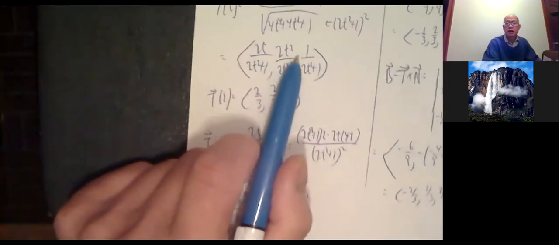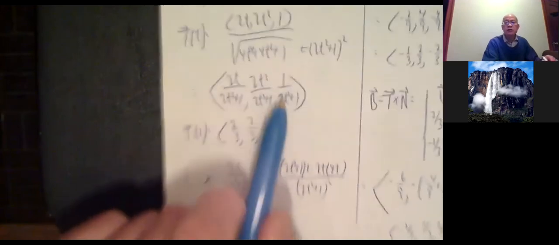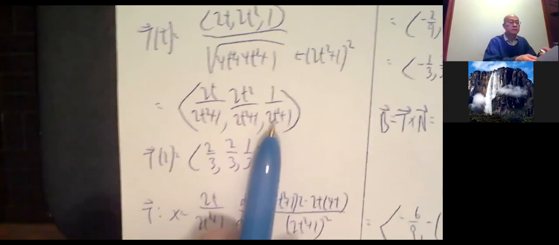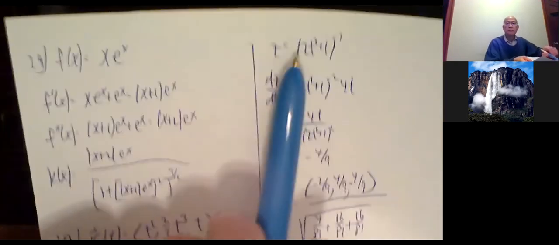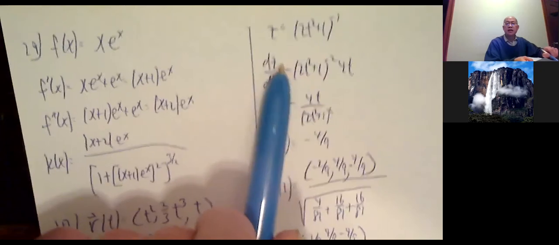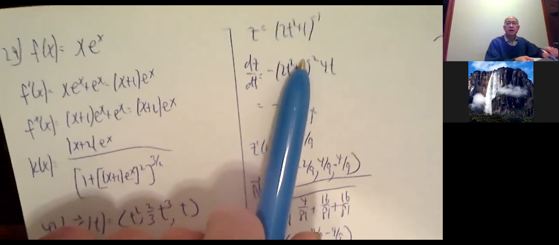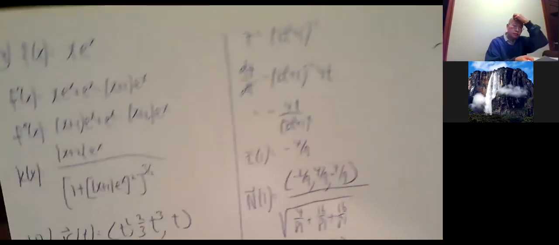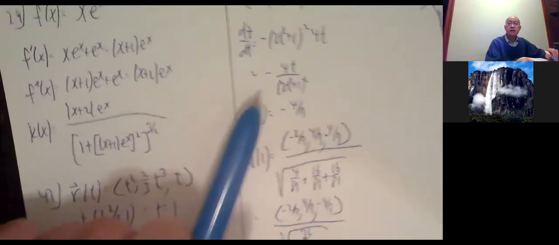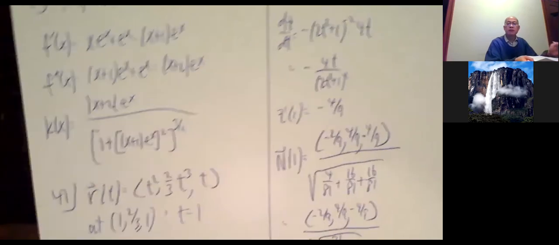Okay, then z. Differentiate this. Treat that as (2t squared plus 1) to the negative 1 power. So the derivative dz/dt is negative (2t squared plus 1) to the negative 2 times 4t by the chain rule. Negative 4t over (2t squared plus 1) squared. Clean up the algebra.